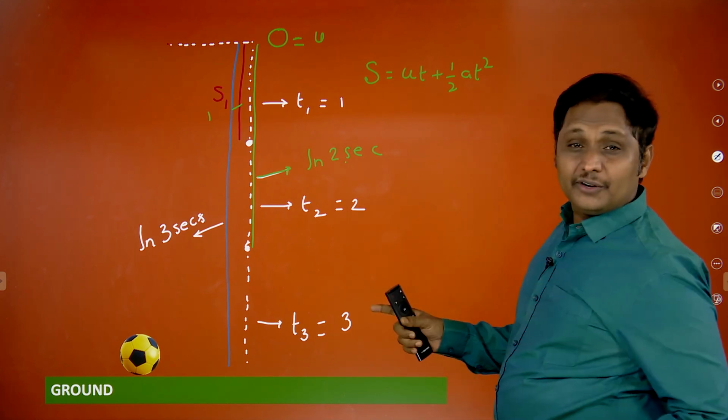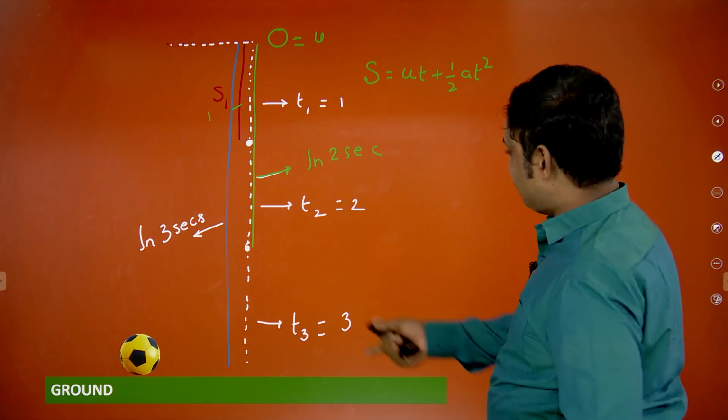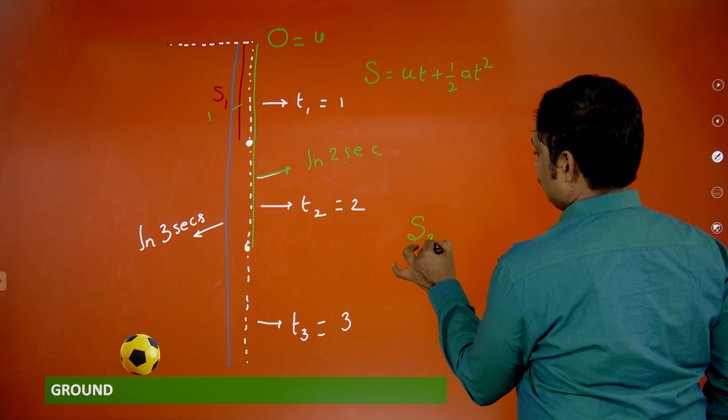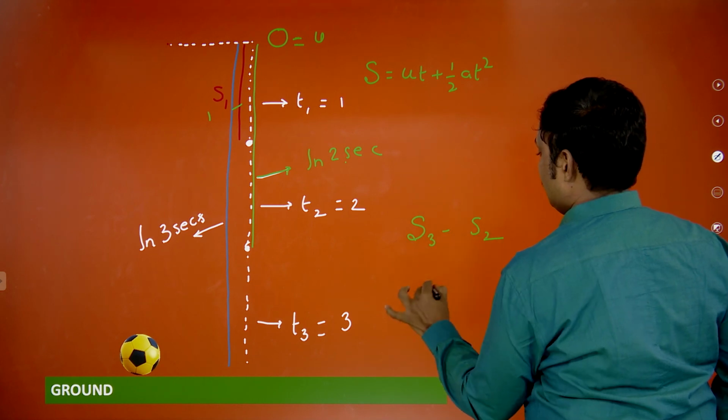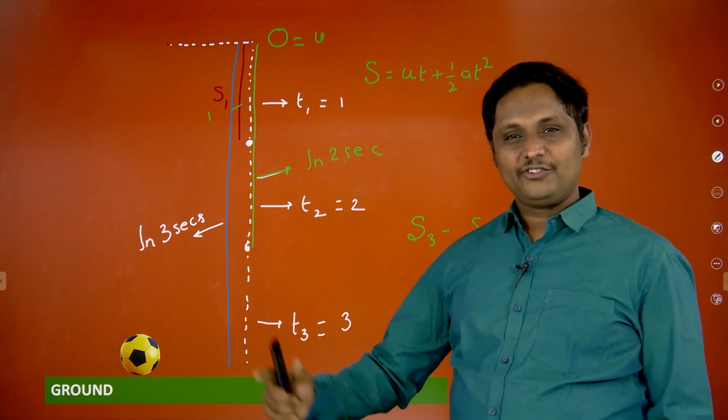So, the distance covered by that body in the 3rd second, right, easily you will find out that that's going to be S3 minus S2, S2 minus S1. All these are identified, okay students.